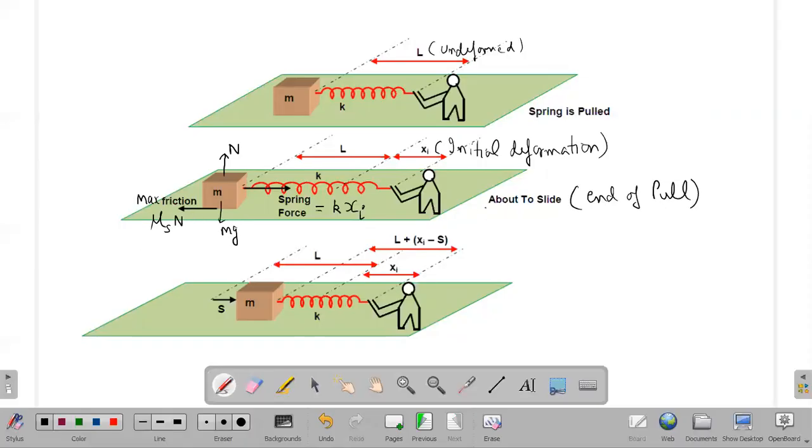So at the time the block is about to slide, you can write k into xi, which is the magnitude of spring force according to Hooke's law, and that should be equal to the limiting value of friction force, which is mu s times the normal reaction, equal to mg. Therefore the initial deformation of the spring is mu of static, that is the coefficient of static friction, multiplied by mg and divided by k.